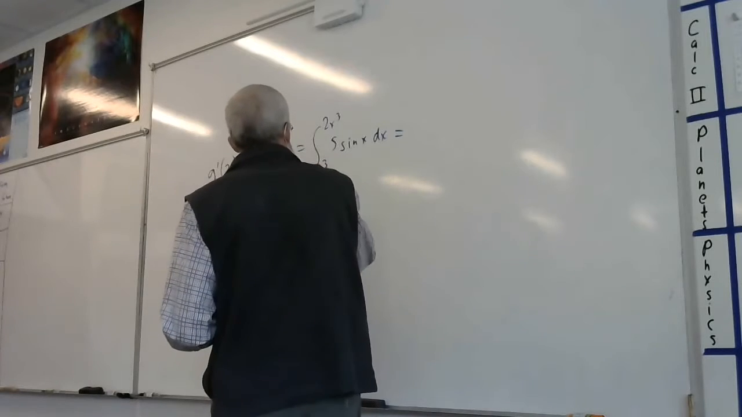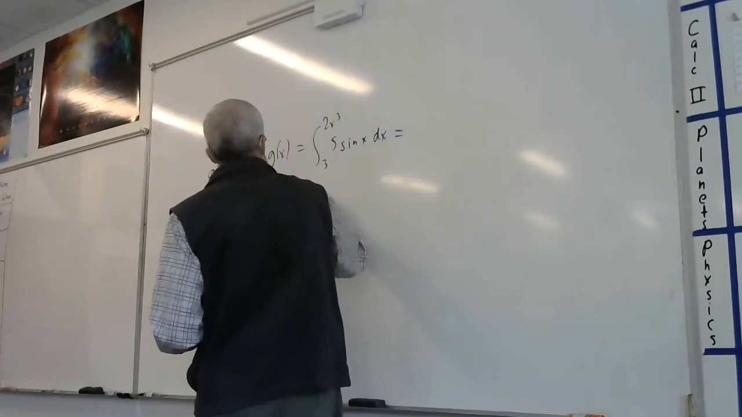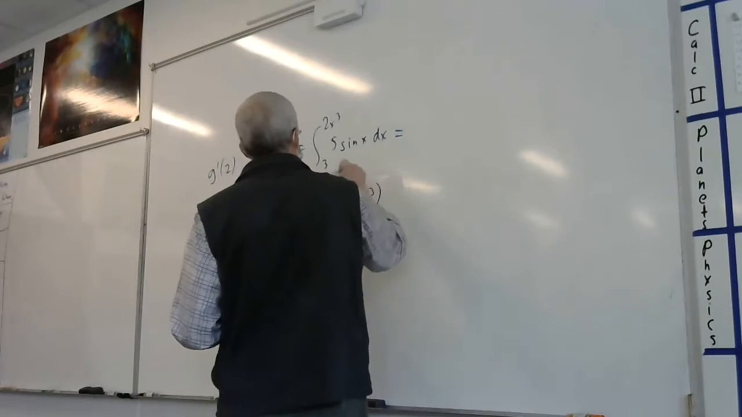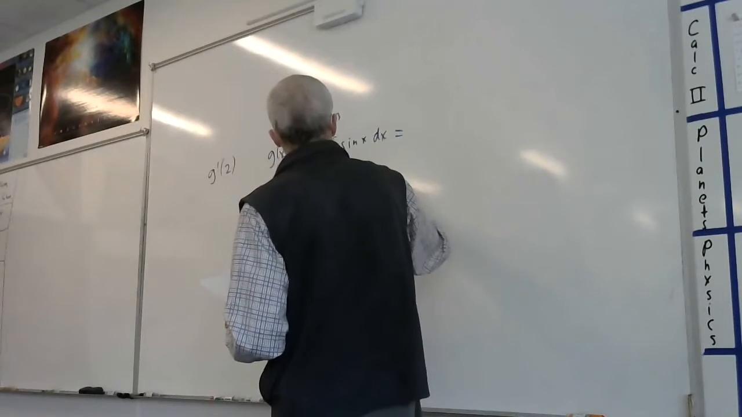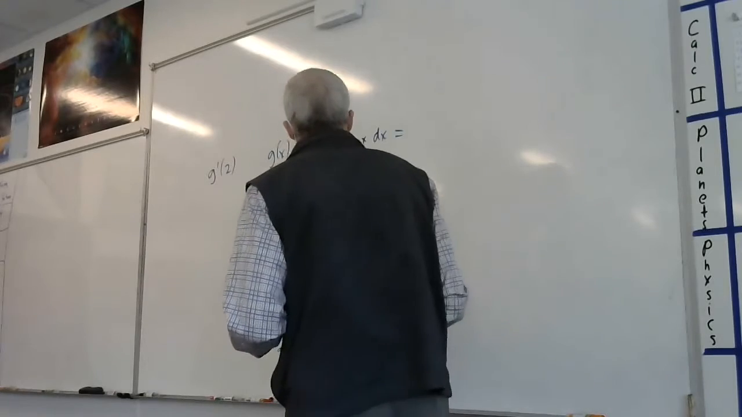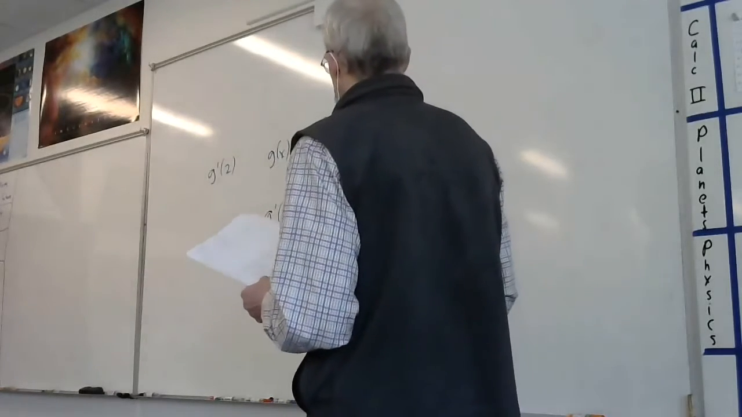Take the derivative, gets rid of the integral. You plug that in, so it's 5 sine of 2x cubed. But then you say, oh wait, that's a 2x cubed, we got to use the chain rule. So multiplied by 6x squared. So that's what g prime of x is.